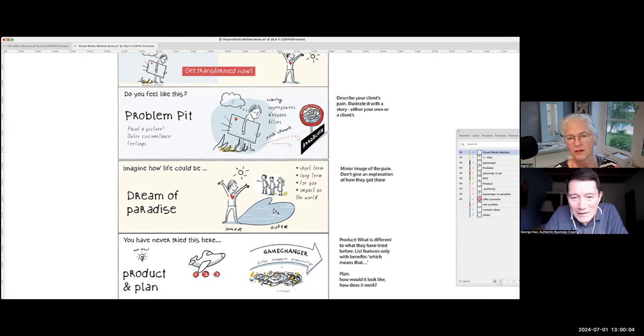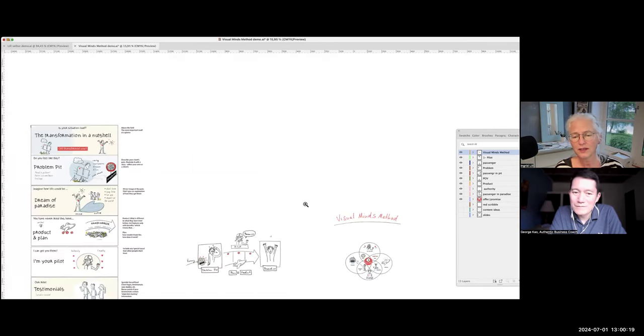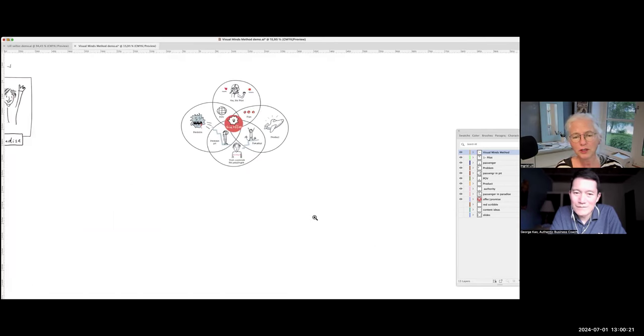Mirror image of the pain. For some people, it's the only way. It's like me. I think they know if they are visual thinkers. Some people just know.